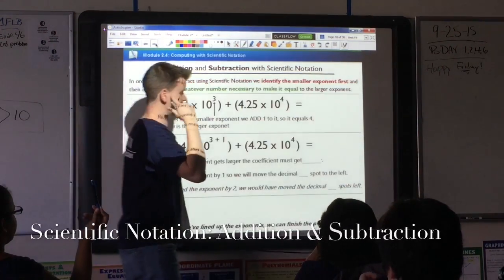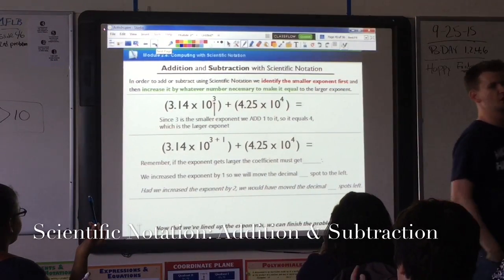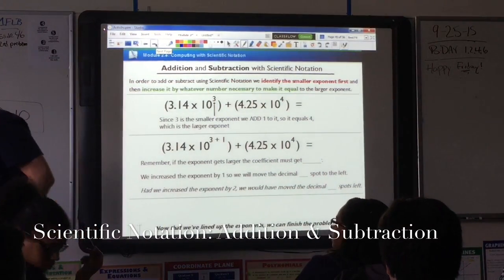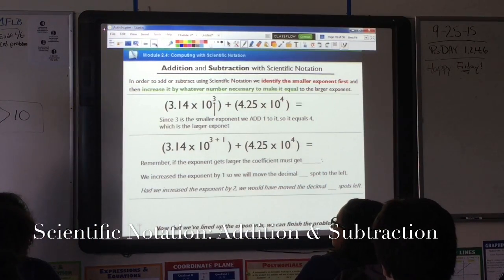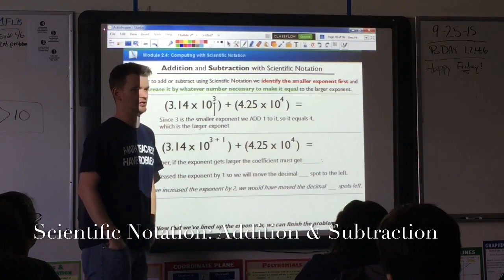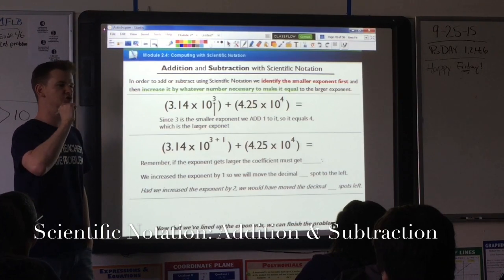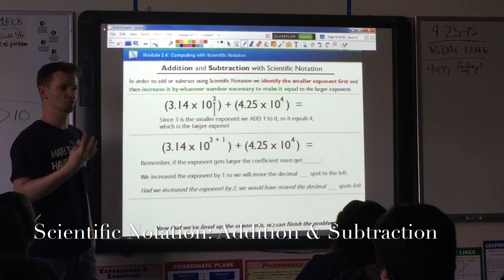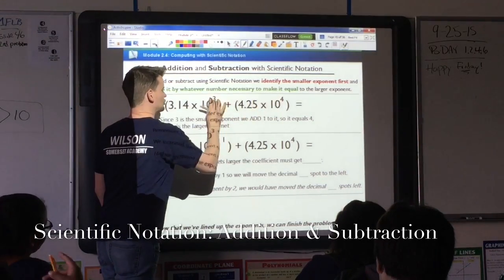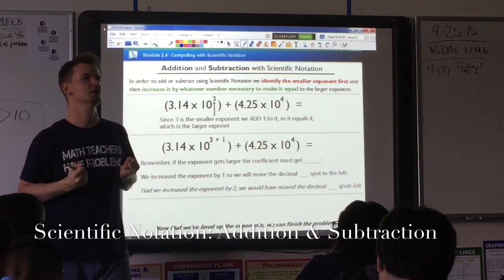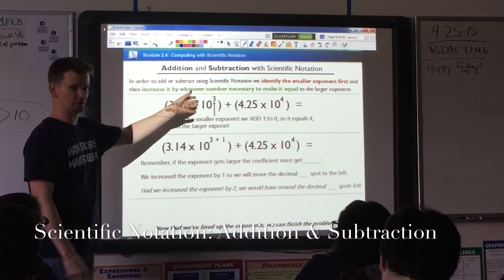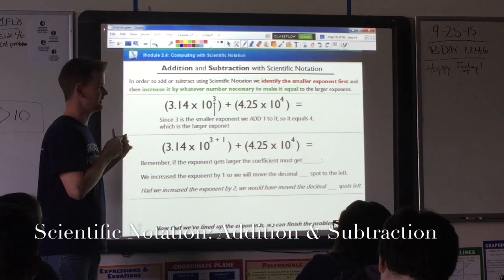Okay. So now we're going to deal with addition and subtraction. When we add or subtract in scientific notation, there's something that we have to do first. Before we can do any type of operation with addition or subtraction in scientific notation, the first thing we have to do is line up the exponents. What does that mean? Perdomo, eyes over here, please.